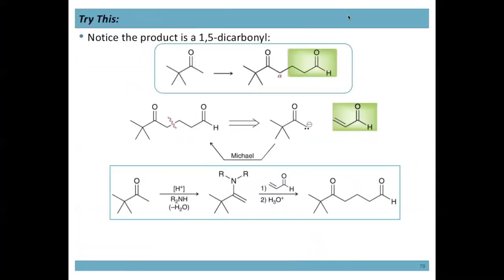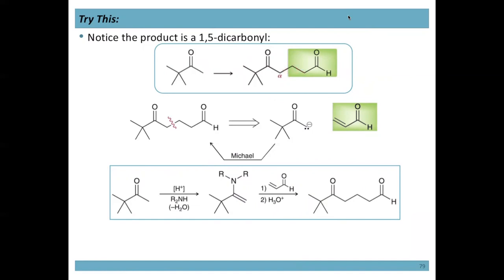So what's really cool about these Michael reactions is we get these 1,5-dicarbonyls that can go on and do further reactions. So if you ever see a synthesis that wants you to make a 1,5-dicarbonyl, the key is find one of those carbonyls there and pick the alpha carbon. And from that alpha carbon, you're going to disconnect. And when I disconnect there, that would make the double bond here.